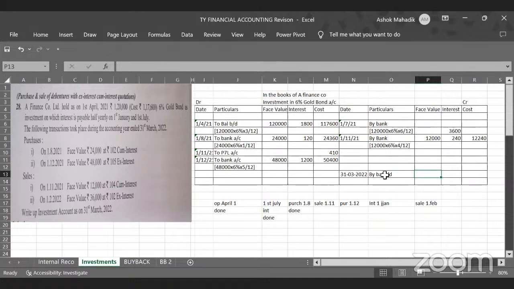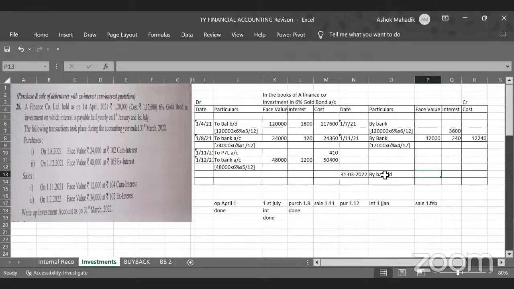Okay, then on that, you have to calculate interest. Don't forget to calculate interest on that closing balance. As I told you, on every transaction, you have to calculate interest. So whatever amount you get here in closing, say for example 1,50,000.